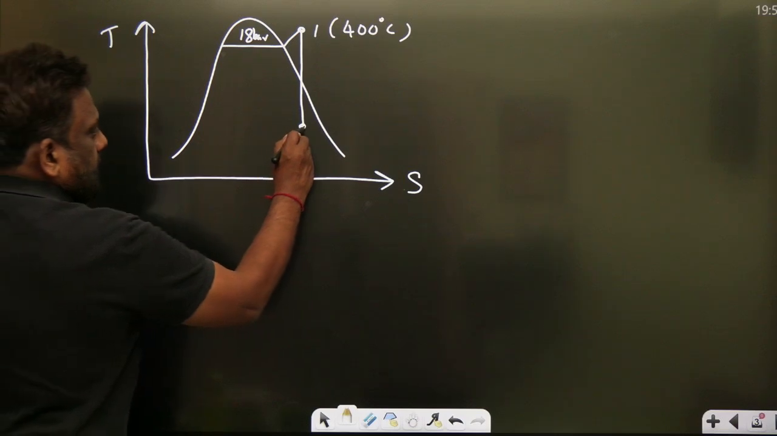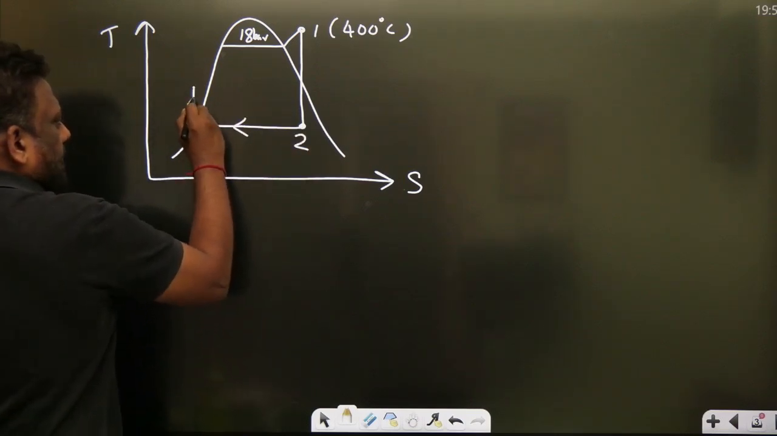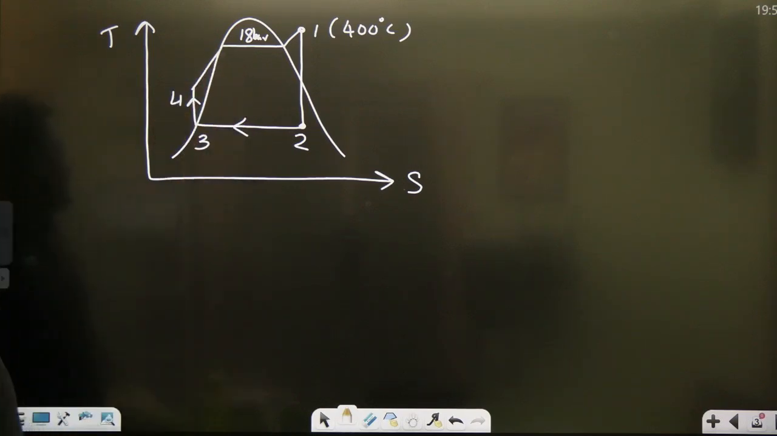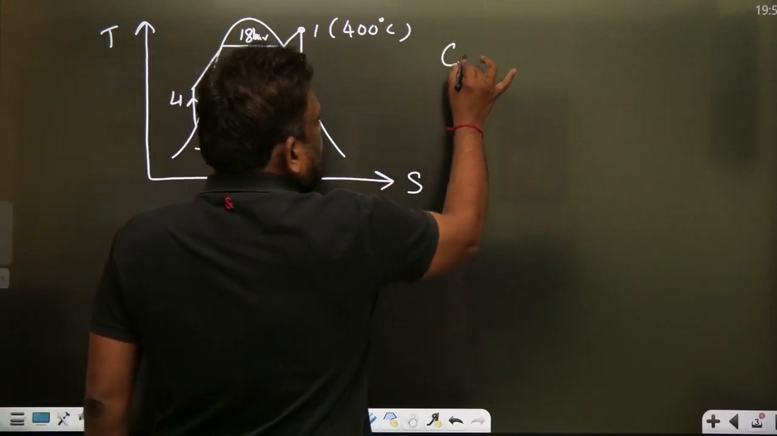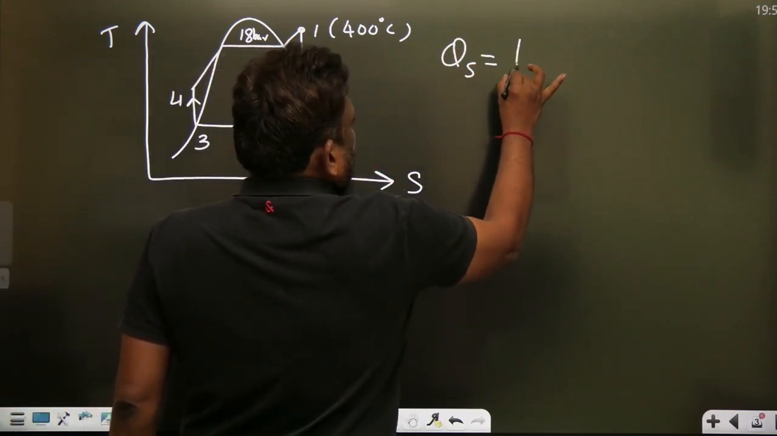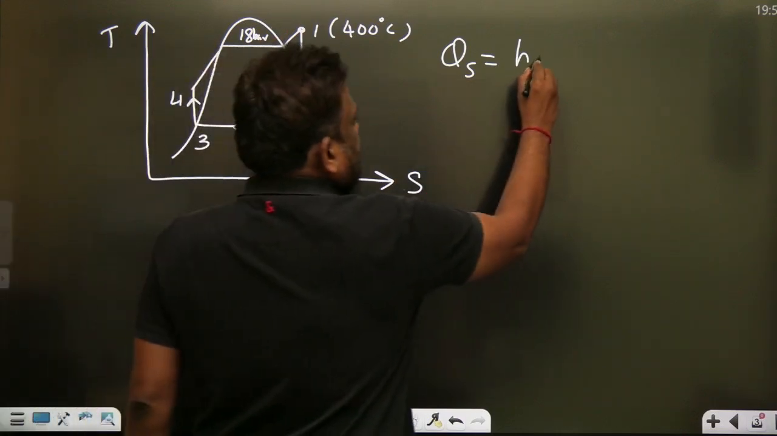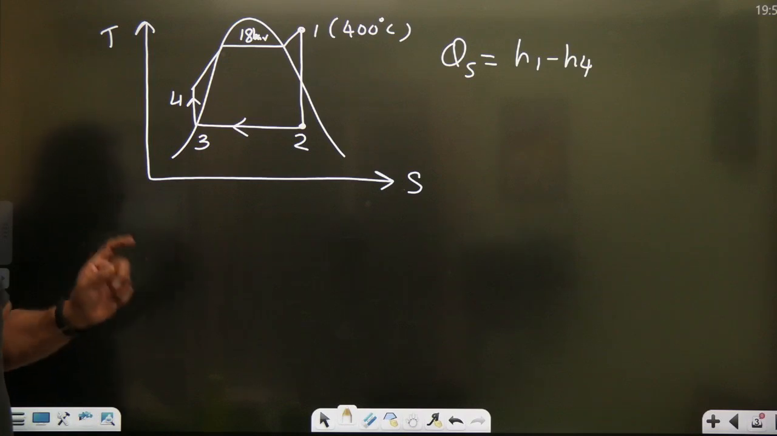Chalo. Now, this is the condensation. Then we have pump from 3 to 4, and then it is the heat supply. The heat supply is taking place from 4 to 1. So I can write heat supply is equal to, if I apply steady flow energy equation from 4 to 1, the heat supply is given by H1 minus H4. Wonderful.